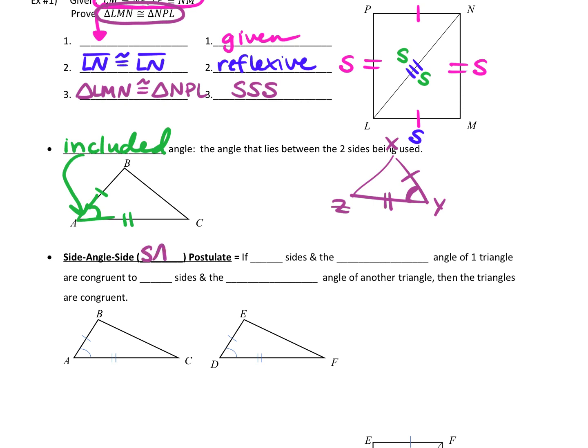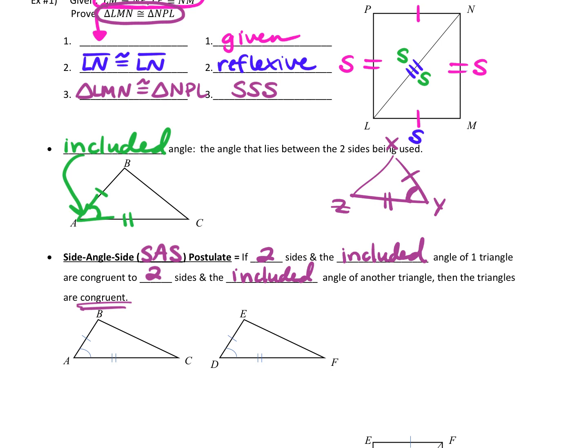So SAS, side, angle, side, says if two sides and the included angle of one triangle are congruent to two sides and the included angle of another triangle, then those triangles will be congruent. There is no way around it. If you see SAS and SAS, those triangles must be congruent. Okay, again, isn't that lovely? We only have to prove three things instead of all six. Three sides, three angles. We don't have to do that anymore.